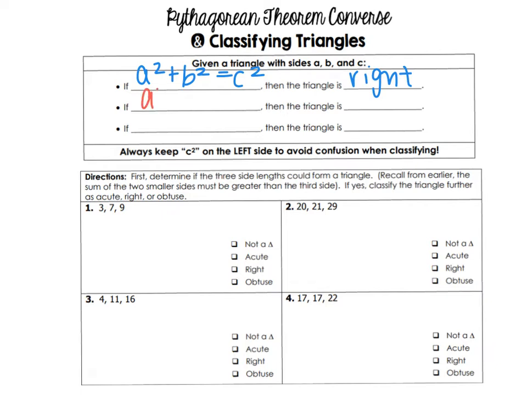If a squared plus b squared is less than c squared, then the triangle is obtuse. And then finally, if a squared plus b squared is greater than c squared, then the triangle is an acute triangle. Okay? So this is how we're going to do these problems.